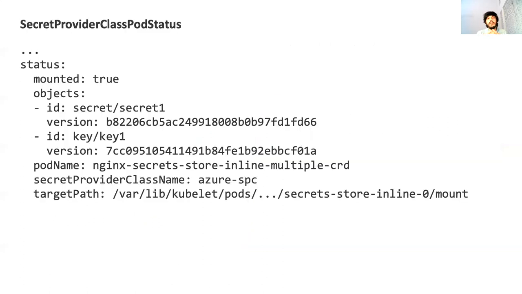The secret provider class pod status is a namespaced Kubernetes custom resource that is created and managed by the secret store CSI driver to track the binding between a pod and a secret provider class. This resource contains details about the current object versions that have been loaded into the pod mount, and then it can indicate whenever there has been rotation and a newer version of the secret is now being used by the pod.